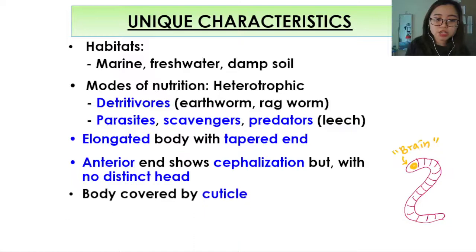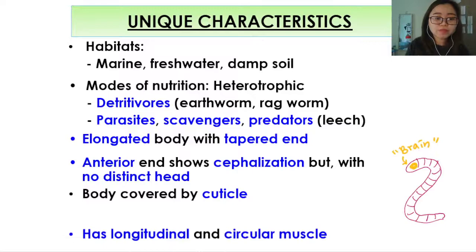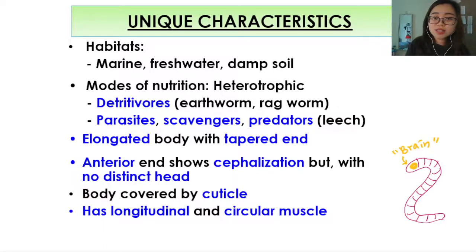So it is cephalization. The body will be covered by cuticle, which protects the body. And it has longitudinal and circular muscle. So this is where it's different from the previous phylum, Phylum Nematoda. I said in Nematoda, they only have longitudinal muscle, so the way they move is more or less like that only. But with earthworms and other annelids, they have extra circular muscles, which allows them to contract their body. So they can move in newer and more efficient ways compared to nematodes.